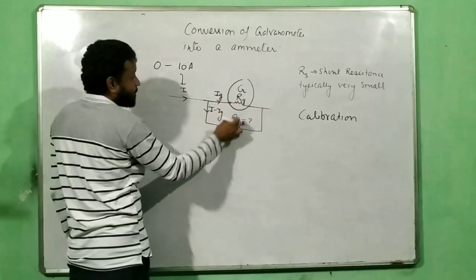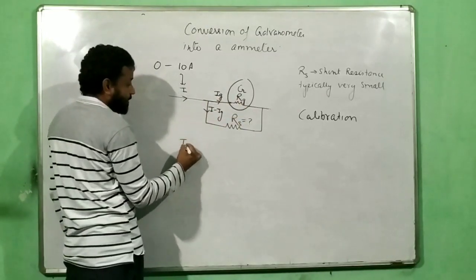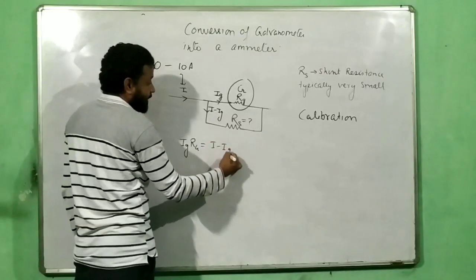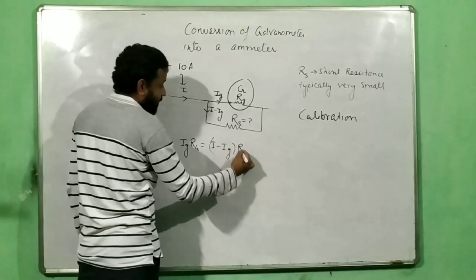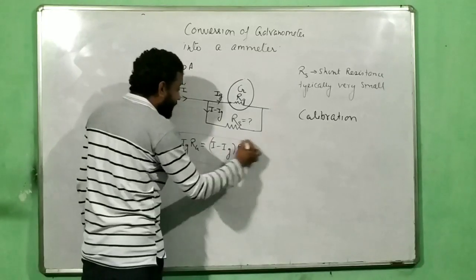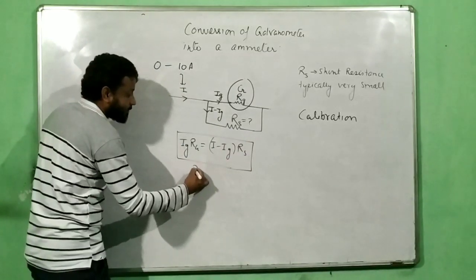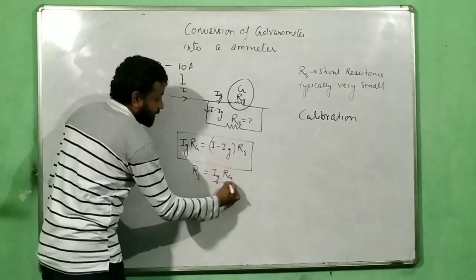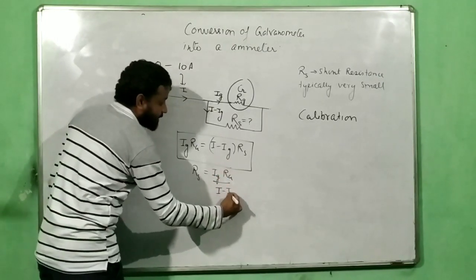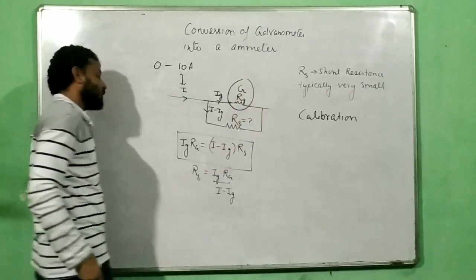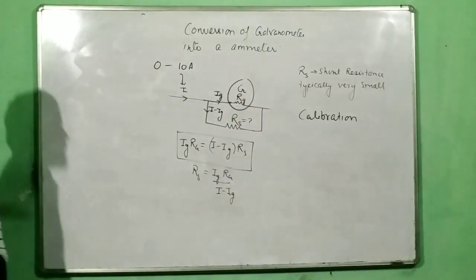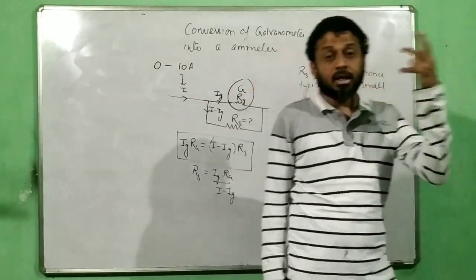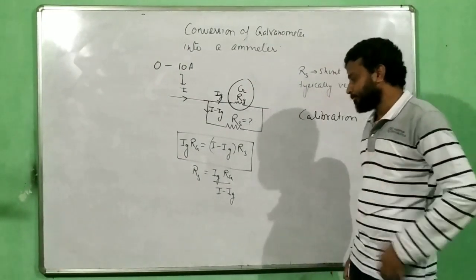Now, these two are in parallel. If these two are in parallel, I have Ig into Rg will be equal to I minus Ig into Rs. This is the working equation, and from here I can find Rs. Rs will be equal to Ig into Rg divided by I minus Ig. So this is how I can choose my shunt resistance if I have to convert a galvanometer into a desired ammeter.